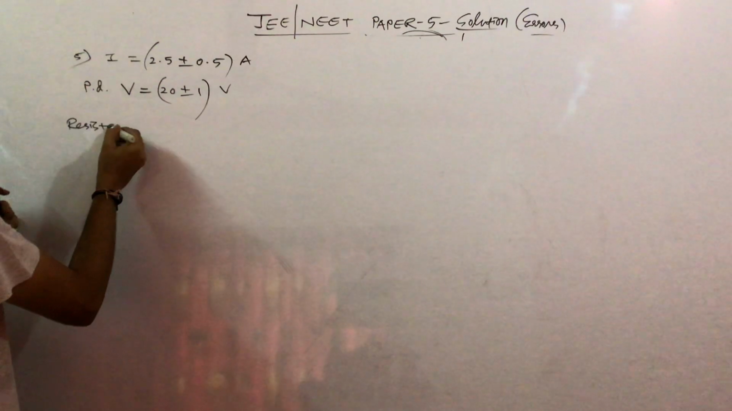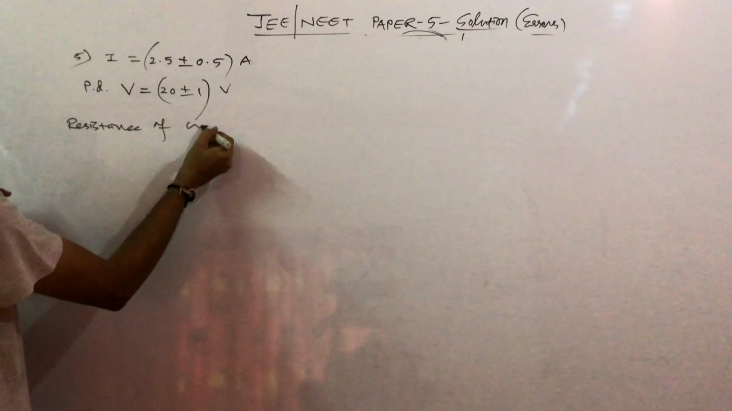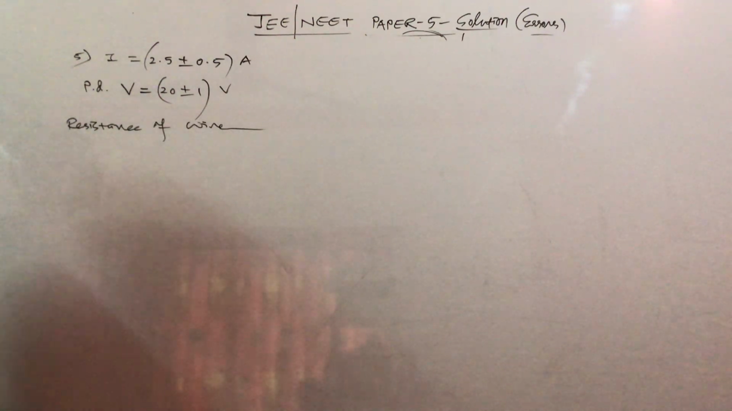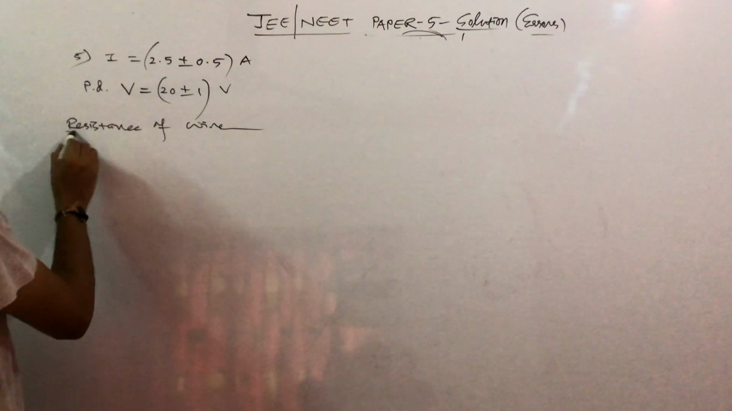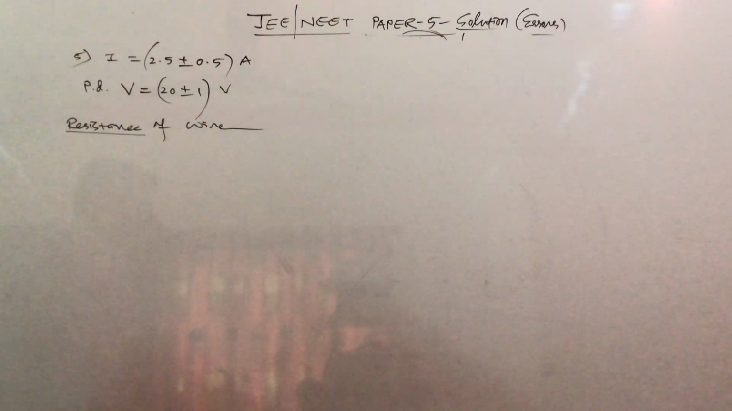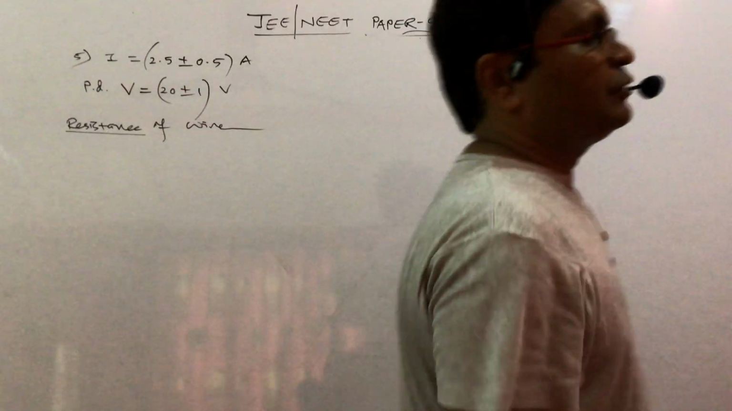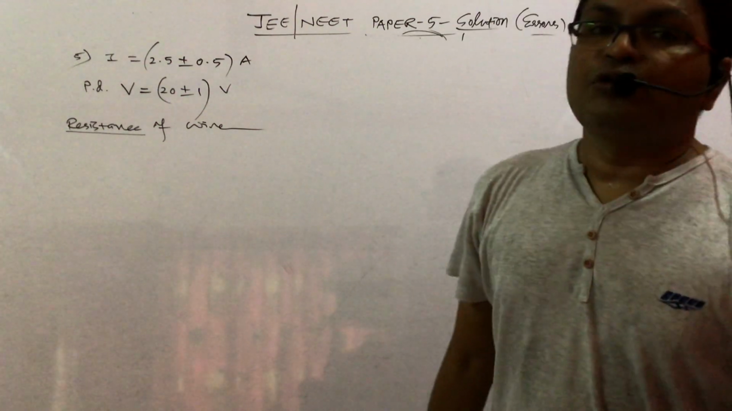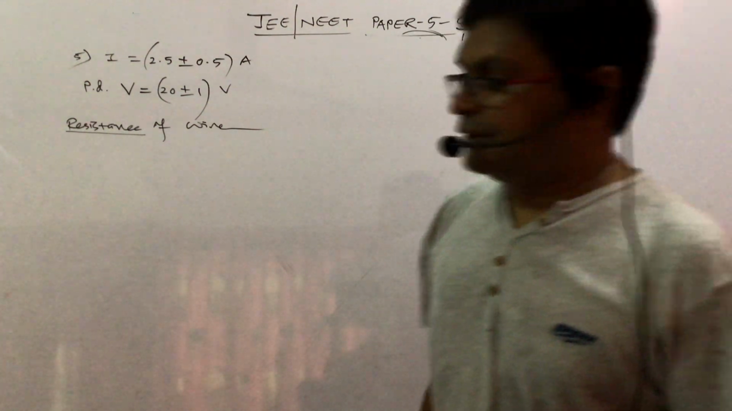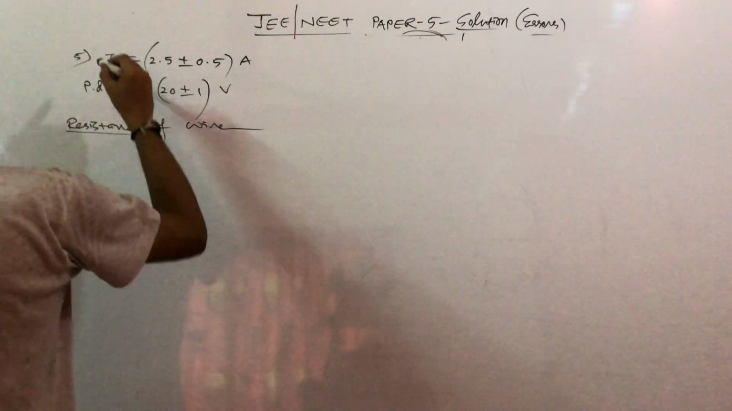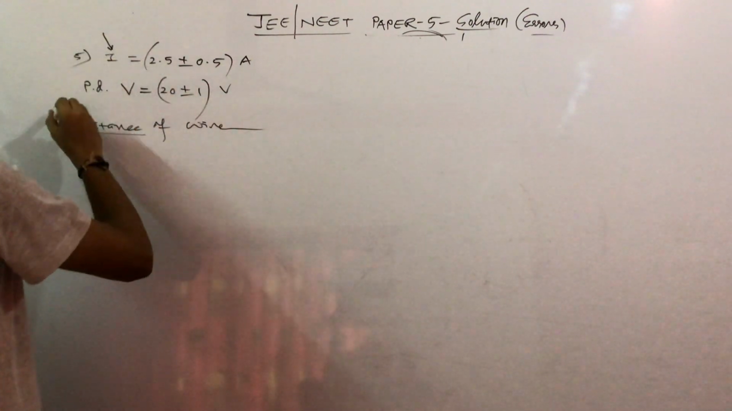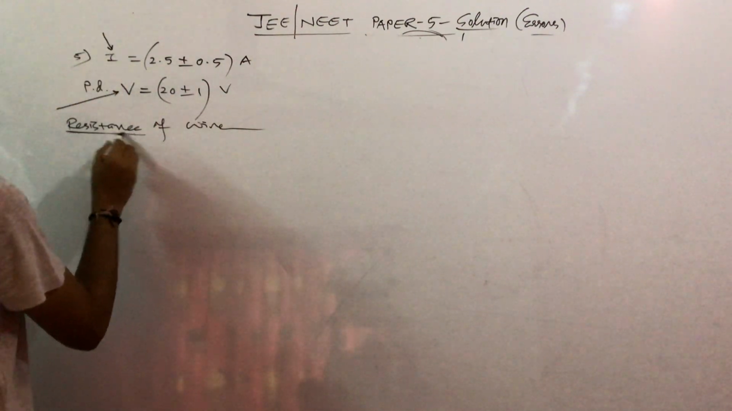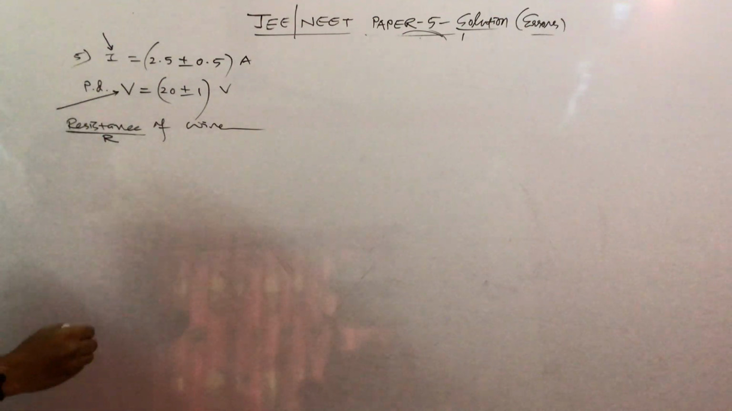The resistance of the wire. Most of the time in questions you have to think about the resistance. Your target is to find the resistance. Here the quantities given are current I and potential V.